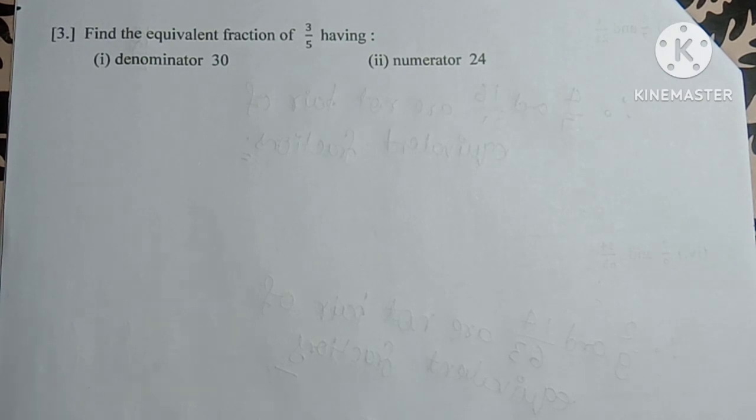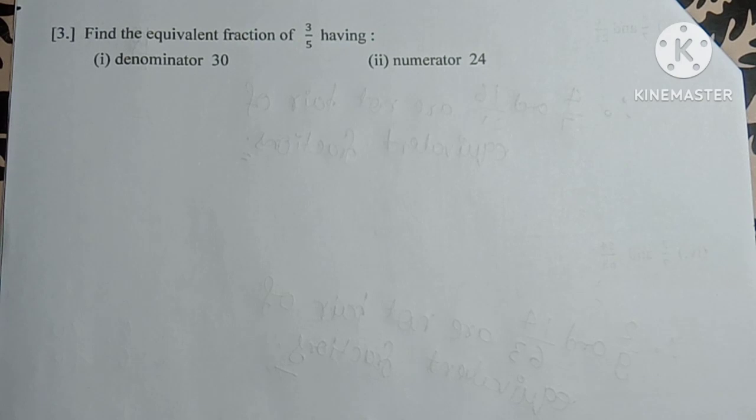that whatever equivalent fraction you are making of the given fraction 3 by 5, the denominator should be 30. You cannot give any answer whose denominator is other than 30. You have to give that equivalent fraction of 3 by 5 which has denominator 30.